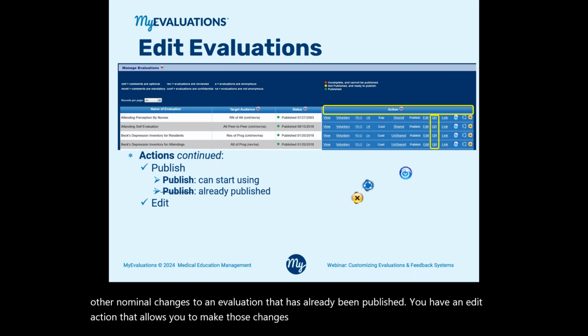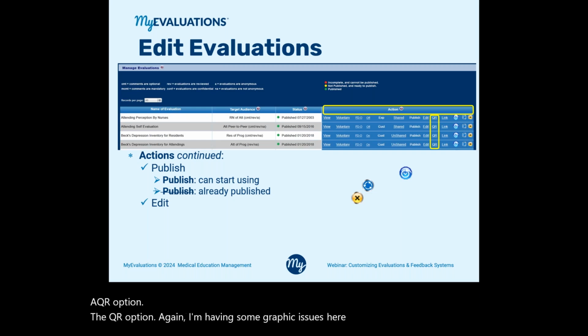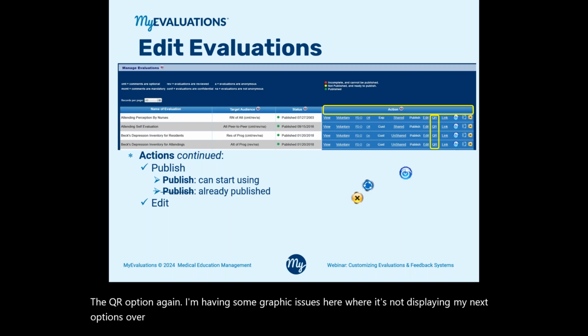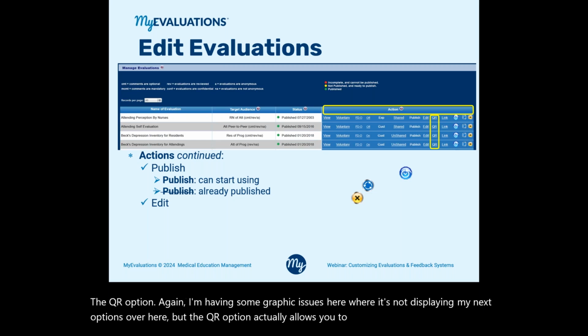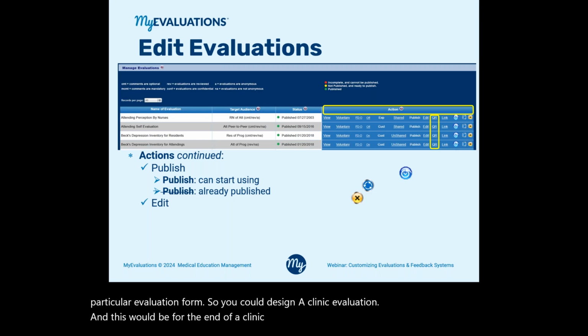Next to that, you have a QR option. The QR option, again, I'm having some graphic issues here where it's not displaying my next options over here, but the QR option actually allows you to generate a QR code for that particular evaluation form. So you could design a clinic evaluation, and this would be for the end of a clinic period, like for the day.